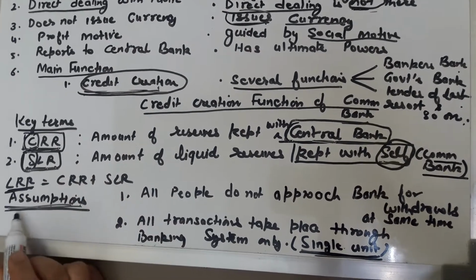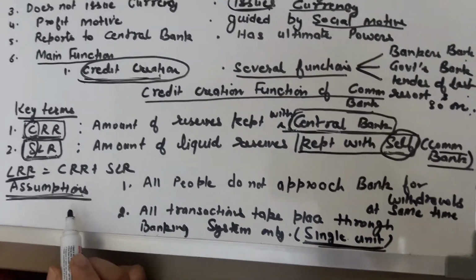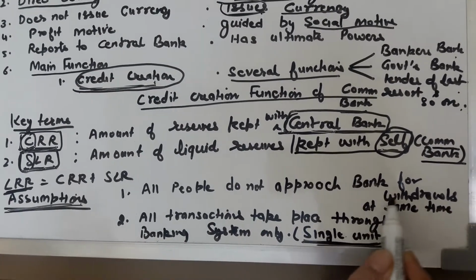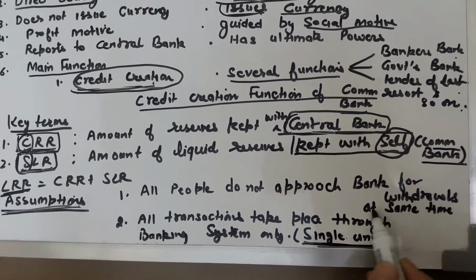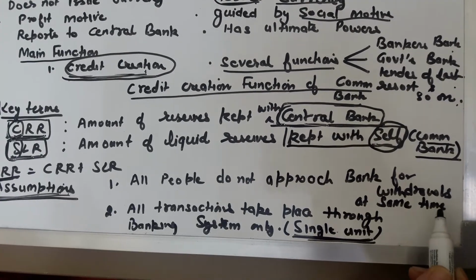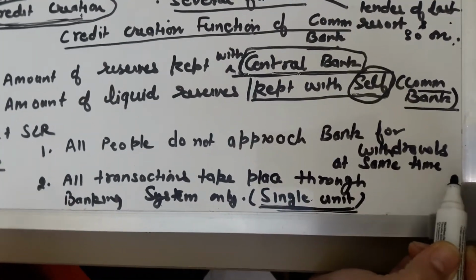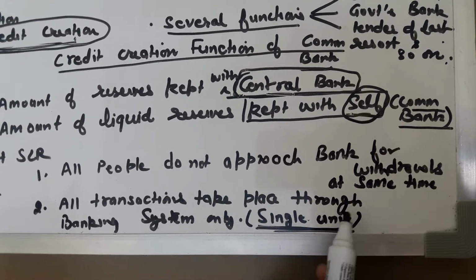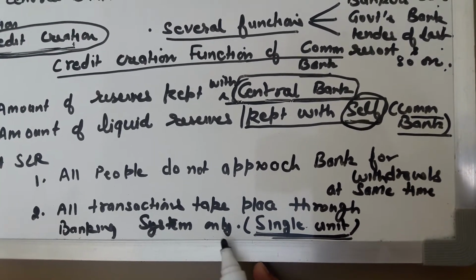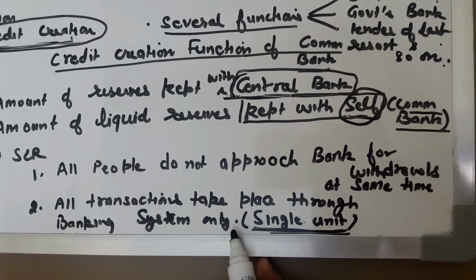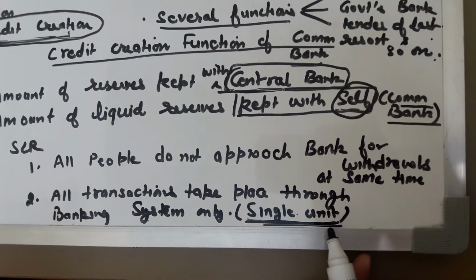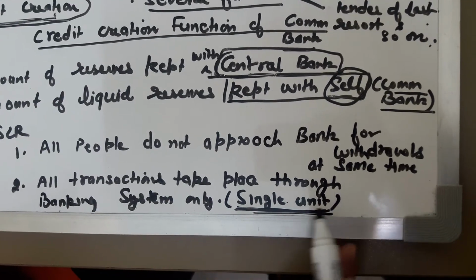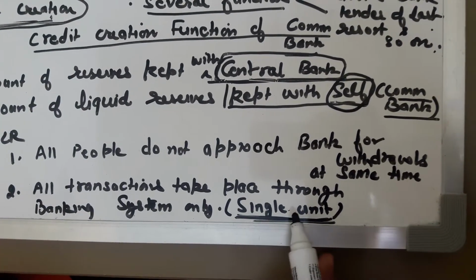Then next we go to the assumptions of the process of credit creation. First assumption is that all people do not approach bank for withdrawals at the same time, because if they do, then bank will fail. Second assumption is all transactions are taking place through banking system. That means entire banking system is treated as a single unit. There is no difference of ICICI and Deutsche Bank and any other bank. All the banks are treated as a single unit.